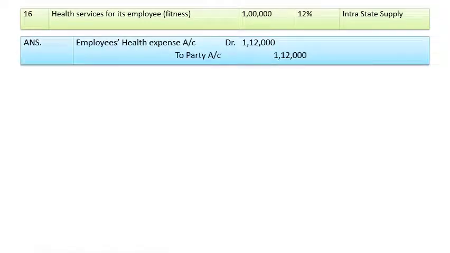So the entry is: employee health expense account debit 1 lakh 12,000, to party account 1 lakh 12,000. Health and fitness services are totally blocked under section 17 subsection 5. Credit is not available for the employer, and that is why it is not to be recorded separately. It is to be included into the cost price of the expenses, and here the entry is employee health expense account debit 1 lakh 12,000, to party account 1 lakh 12,000.